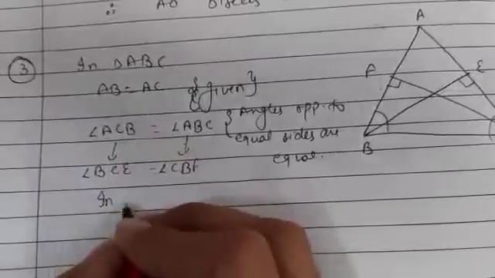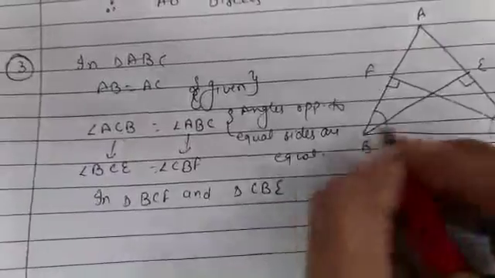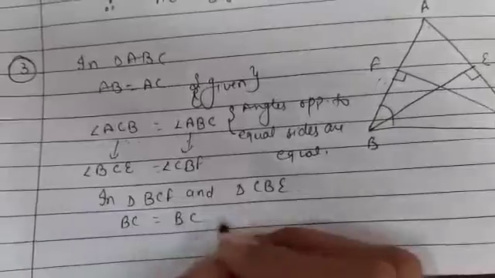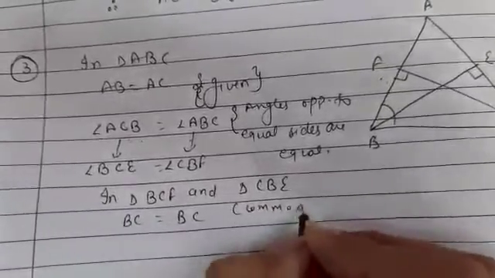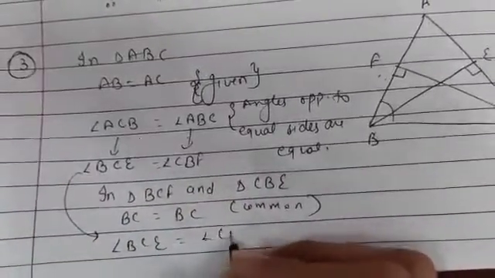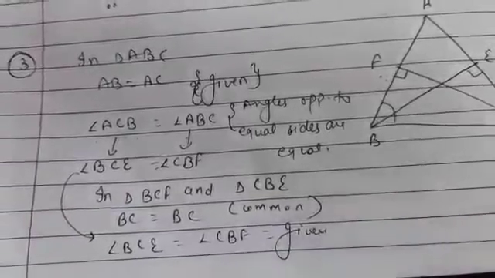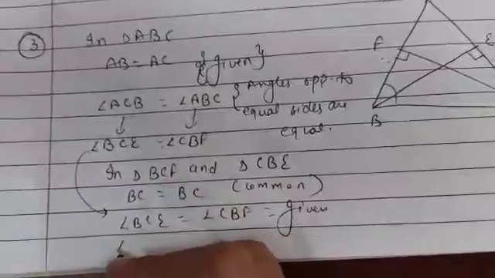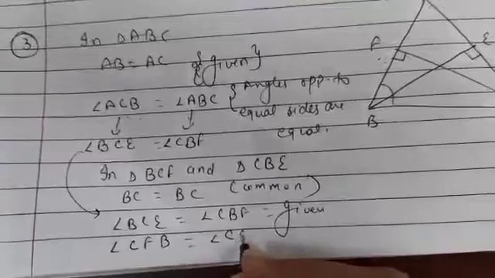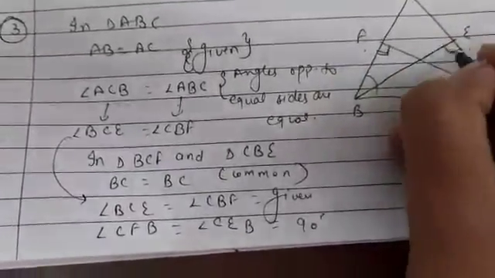Now take triangles. In triangle BCF and triangle CBE, BC is equal to BC, common. Angle BCE, this we will use here, is equal to angle CBF, that is given or proved. You can write angle CFB and angle CEB are 90 degrees, because they are making an angle of 90 degrees.